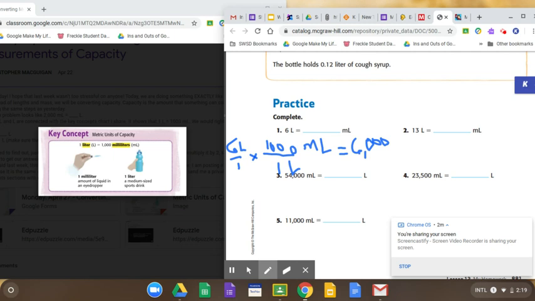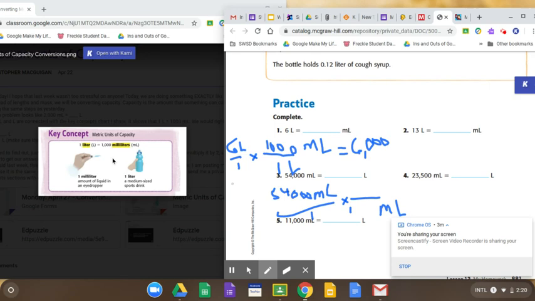All right, let me show you number 3, and then I think we're good with this one. So we have 54,000 milliliters over 1, and then you look at your conversion. So this is milliliters here. That means milliliters is going on the bottom because of cross-canceling. So I'm going to have 1,000. The reason I have 1,000 is because it's over here. 1,000 over 1 liter. So 54,000 times 1 would be 54,000, and 1 times 1,000 is 1,000.